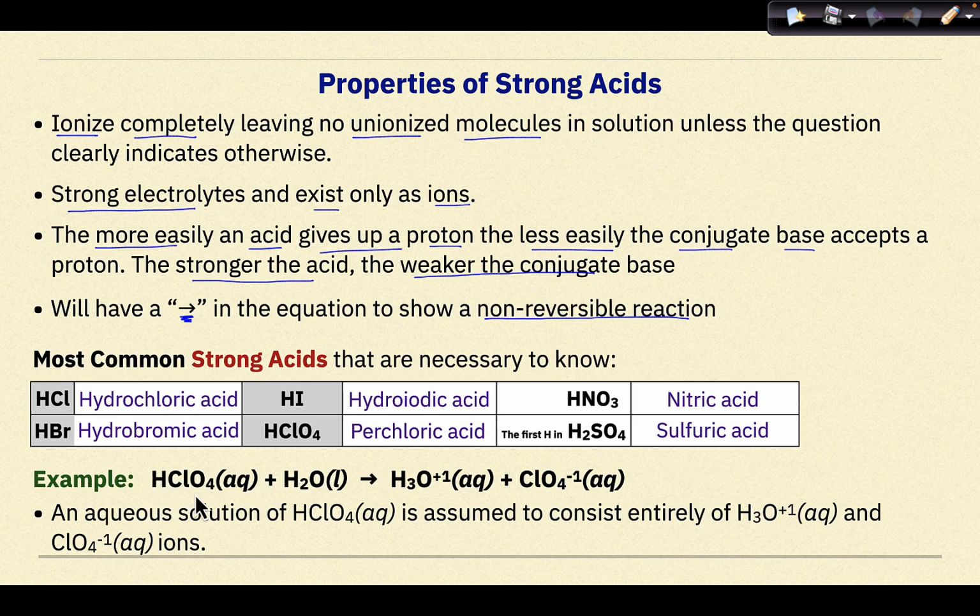An example of a strong acid like perchloric acid in water shows this single arrow forming hydronium ions and perchlorate ions. So an aqueous solution of HClO4 is assumed to consist entirely of hydronium ions and perchlorate ions.